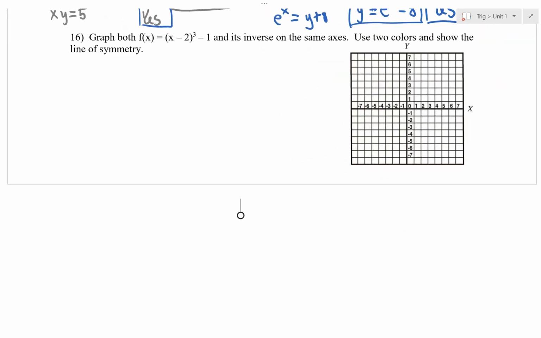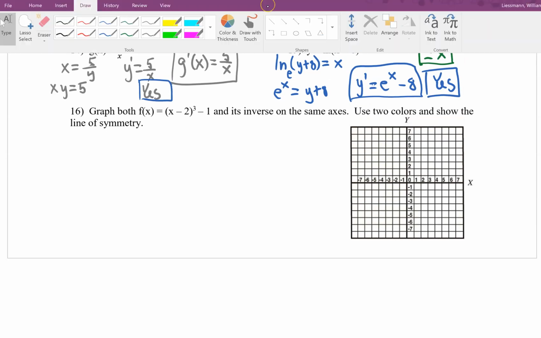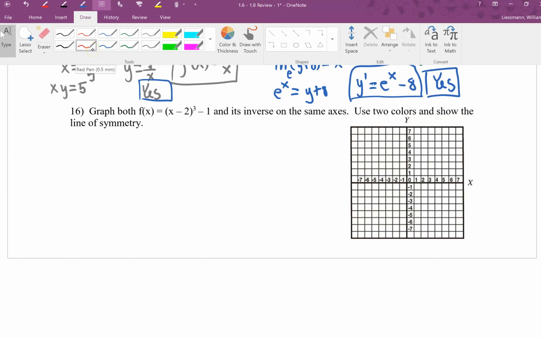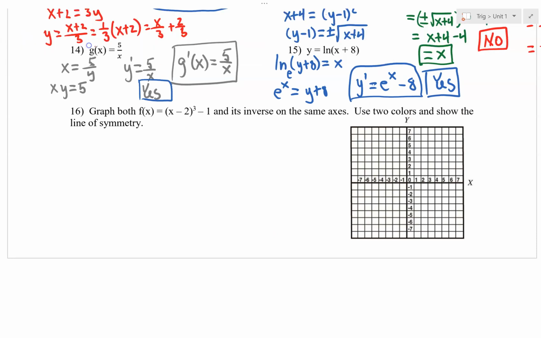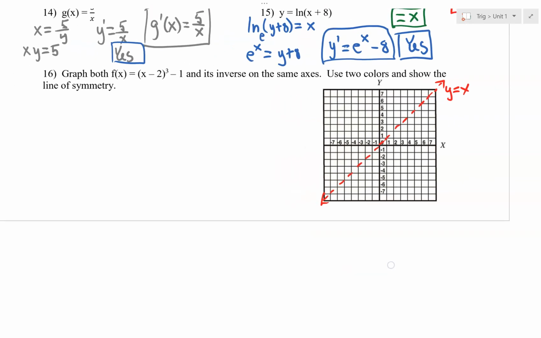Over here, graph both f of x equals (x minus 2) cubed minus 1 and its inverse on the same axis. Use two colors and show the line of symmetry. So, remember the line of symmetry, I'm going to start there, because it's always y equals x. So it's always going to be a line that's basically coming through here. And it's saying y is equal to x. That's the line of symmetry. We stated that above.